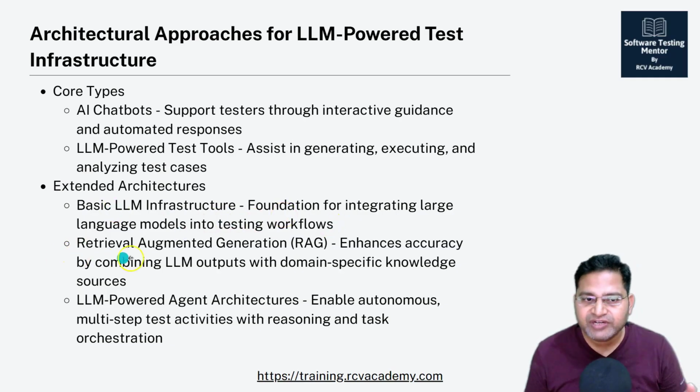Then we have retrieval-augmented generation, RAG. What is RAG? It enhances accuracy by combining the LLM outputs with domain-specific knowledge sources. For example, in your organization you have project-specific documents, data, PDF files, Word documents, and there is a specific pattern and format that is followed within your organization. So you can feed in that specific data.